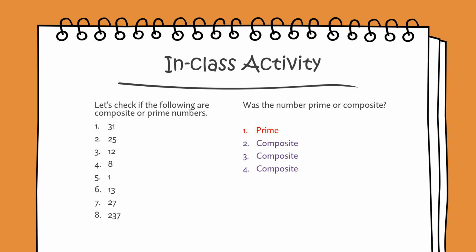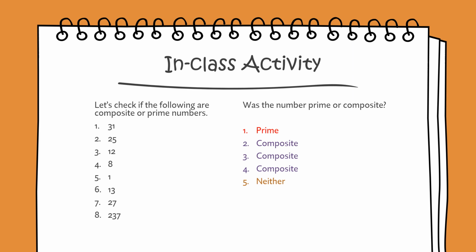If we look at number 5, they were trying to throw us off. They asked us if 1 is a prime or a composite number. We know that technically it could be considered a prime number, but it only has one multiple and does not fall into the category, and so it is neither prime nor composite.